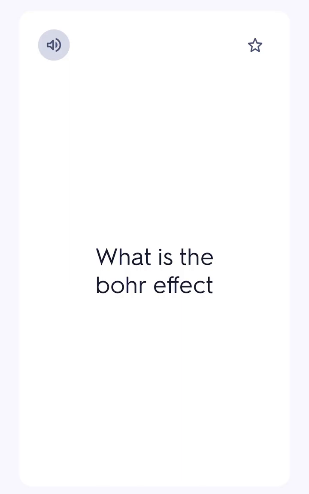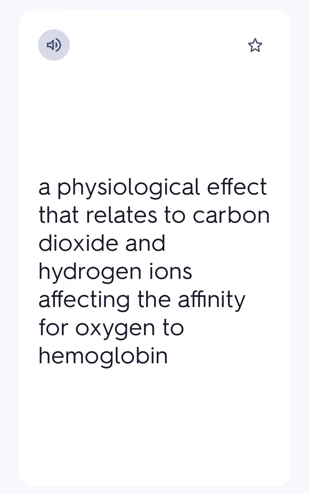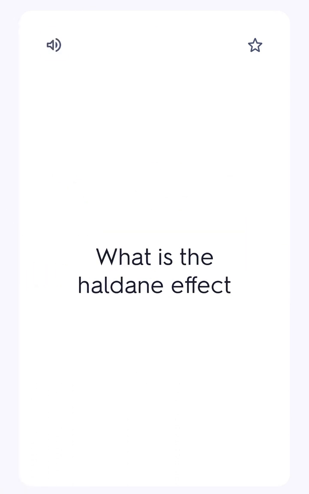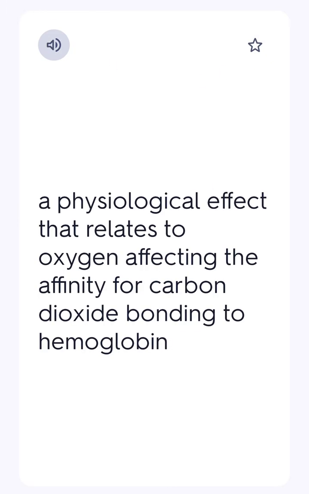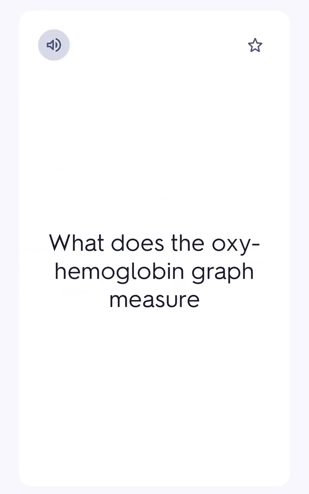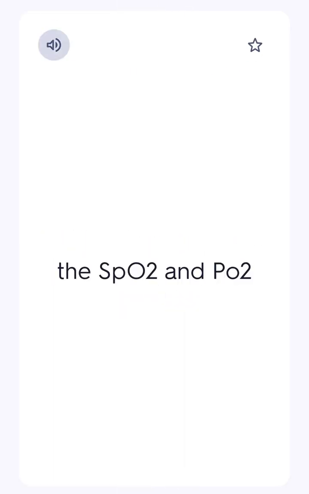What is the Bohr effect? A physiological effect that relates to carbon dioxide and hydrogen ions affecting the affinity of oxygen to hemoglobin. What is the Haldane effect? A physiological effect that relates to oxygen affecting the affinity for carbon dioxide bonding to hemoglobin. What does the oxyhemoglobin graph measure? The SpO2 and PO2.